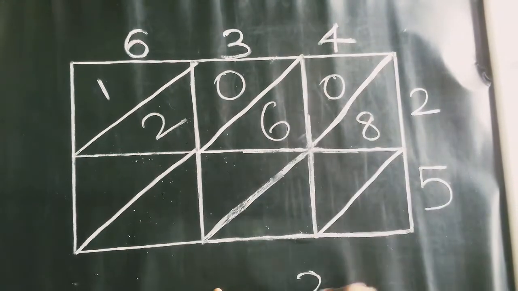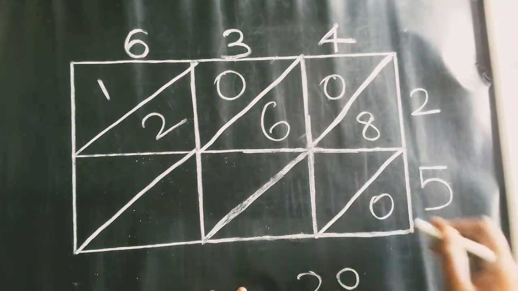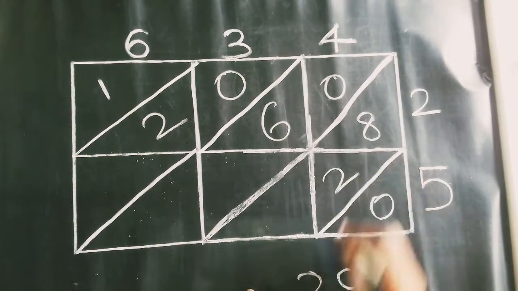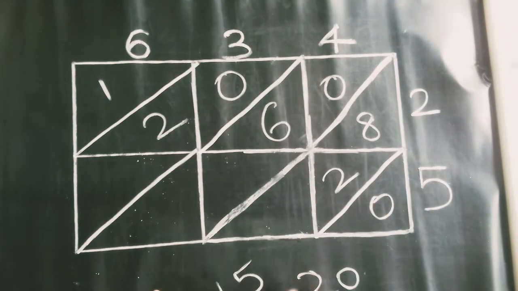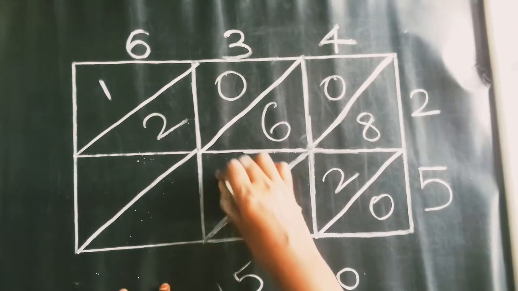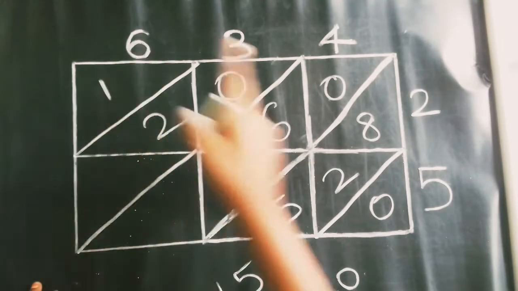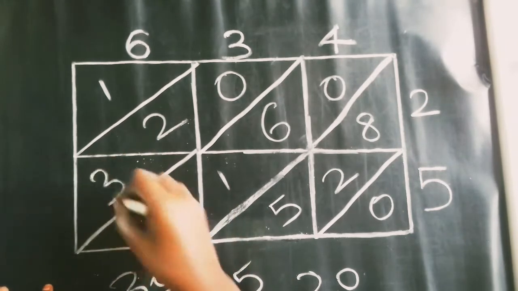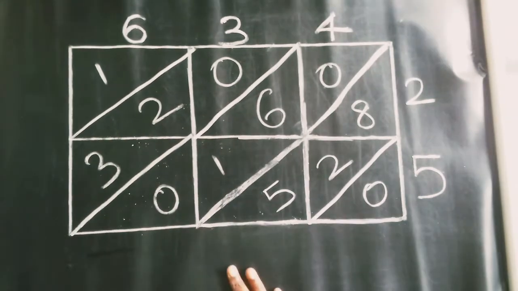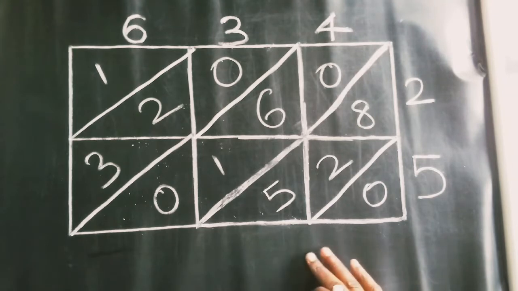4 into 5 is 20. So 0 over here and 2 over here. Then 3 into 5 is 15. So 5 over here, 1 over here. Then 6 into 5 is 30. So 0 and 3.